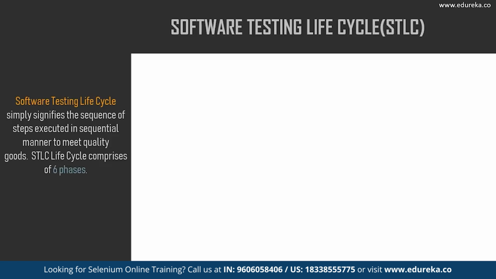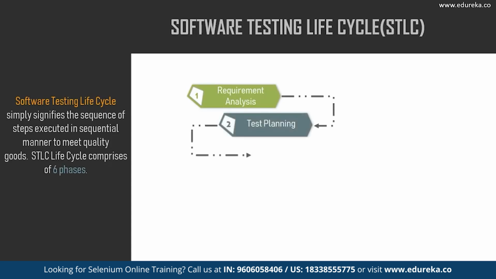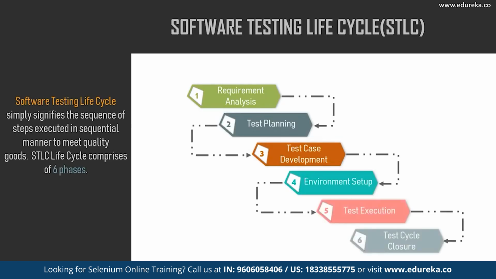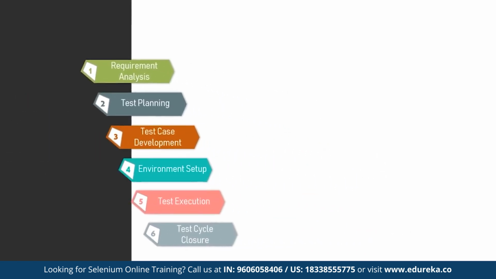Basically, it comprises 6 phases, which include requirement analysis, test planning, test case development, environment setup, test execution, and test cycle closure. Well, I'm not going deep in here, but let's just discuss what each of these phases mean in the software testing lifecycle.